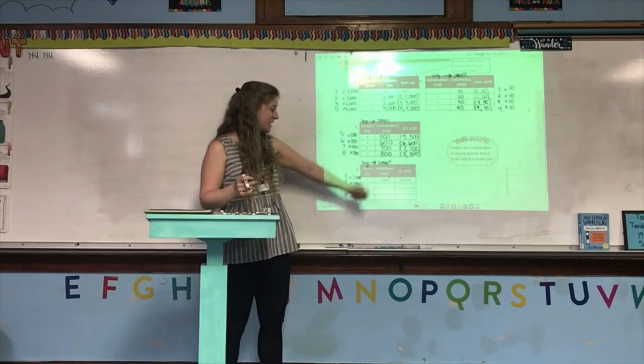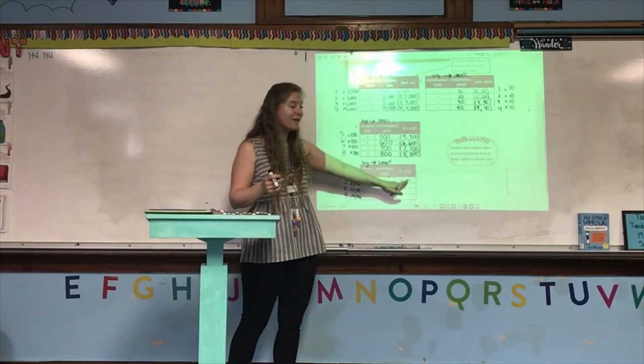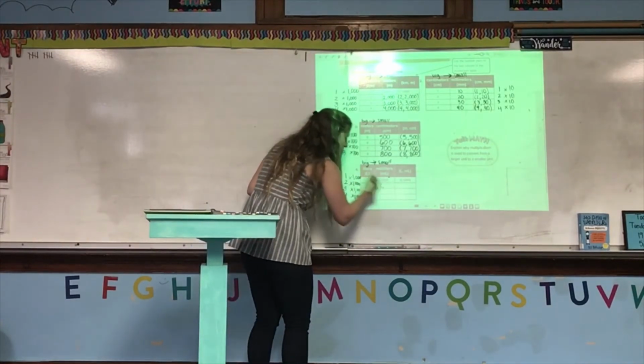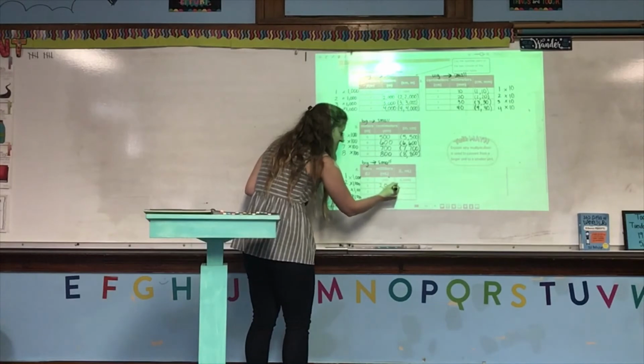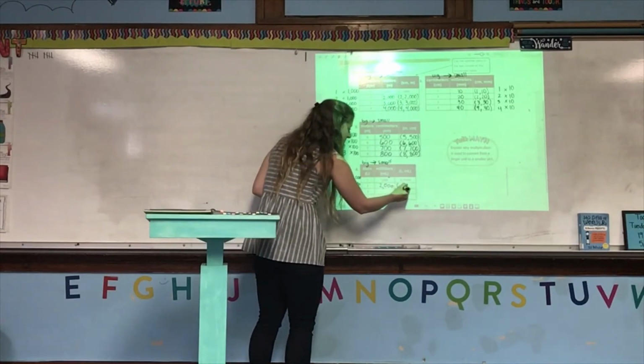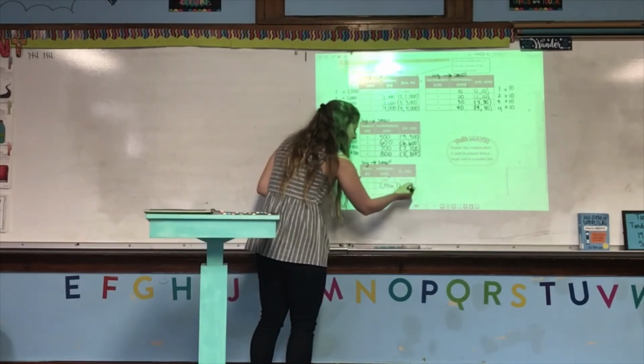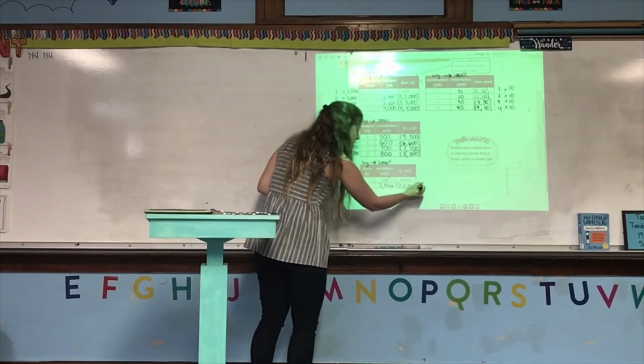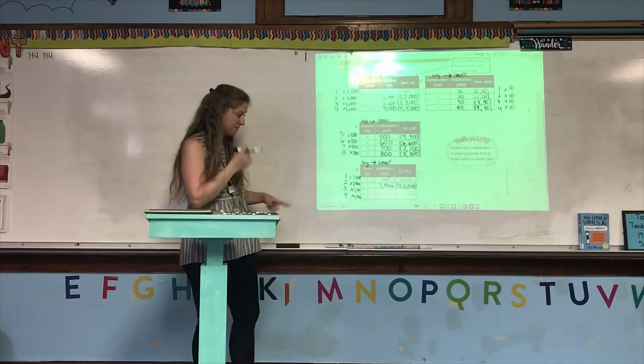1 times 1,000 is 1,000, which means that 1 liter has 1,000 milliliters. 2 times 1 is 2, with our 3 zeros at the end. So that means 2 liters, we'll put our semicolon between the liters and milliliters, 2 liters has 2,000 milliliters.